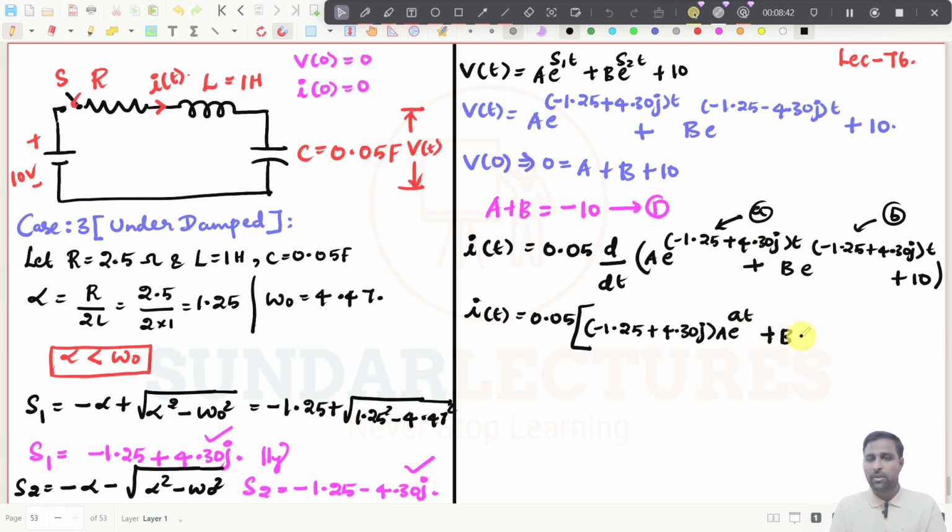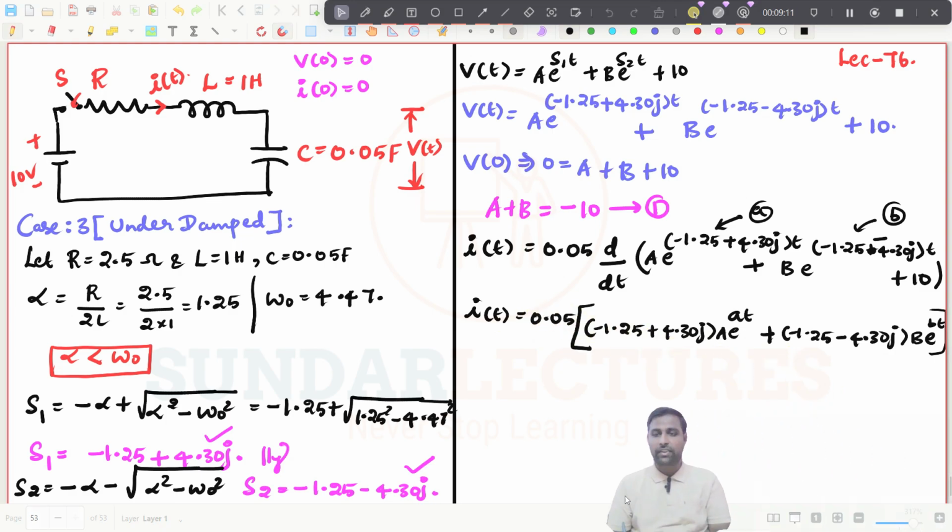Then this value will be plus e power, and you will get minus 1.25 minus 4.30 j into b e power bt, right? That is the only term, because the plus 10 value you will get 0, right? So now if you multiply this inside the 0.05, you will get an expression. I will write that expression down now.